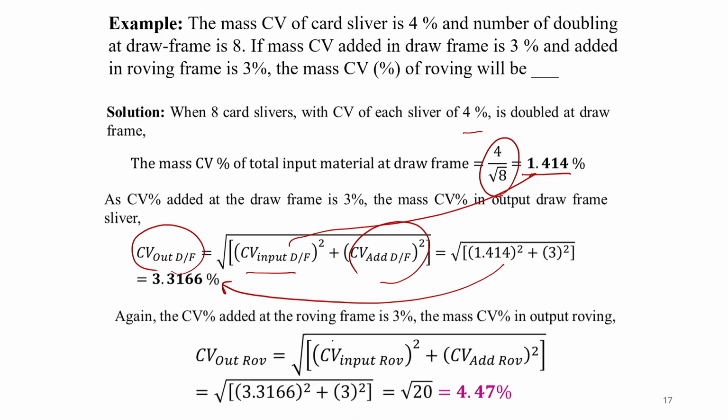Over and above this, there will be 3% added again. So what do we get? The CV out of the roving is the CV input of the roving, which is 3.3166, plus the CV added, which is 3%. So under root of 3.3166 square plus 3 square, which is under root 20, gives 4.47% as the CV percent of the roving.